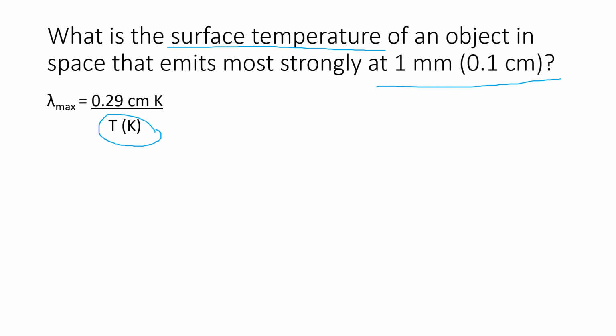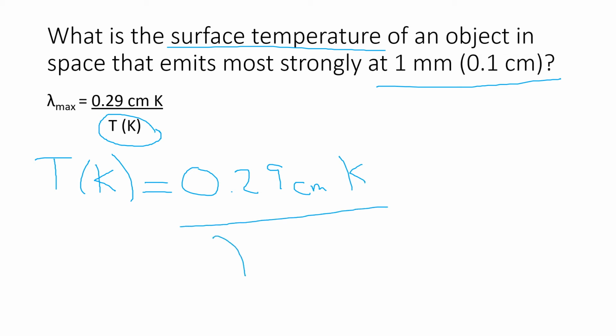We need to cross multiply and solve for T. Now if you've been going through these videos, we've done a lot of cross multiplying. So let's just see if you can do it yourself and get to the right answer. So if we solve this for temperature, the temperature is going to be equal to 0.29 centimeters Kelvin divided by lambda max.